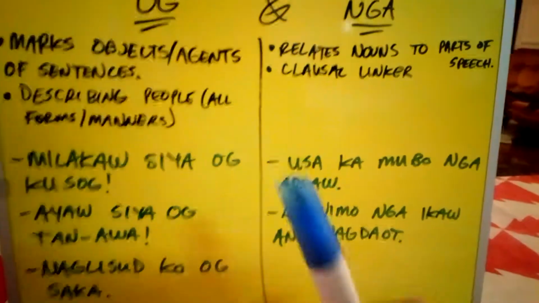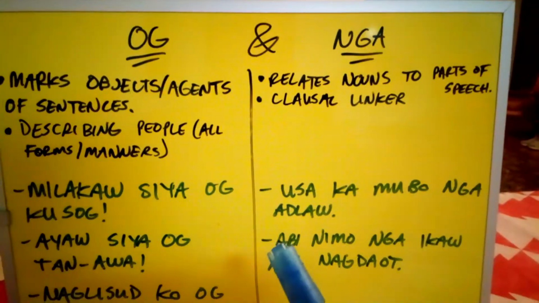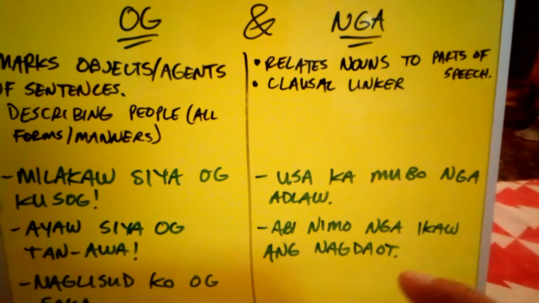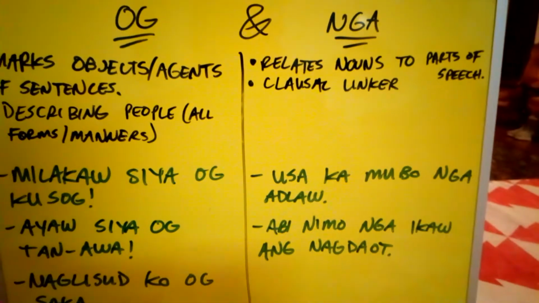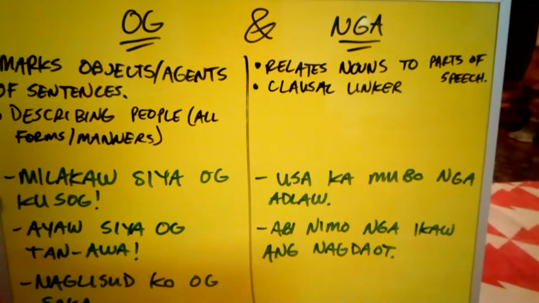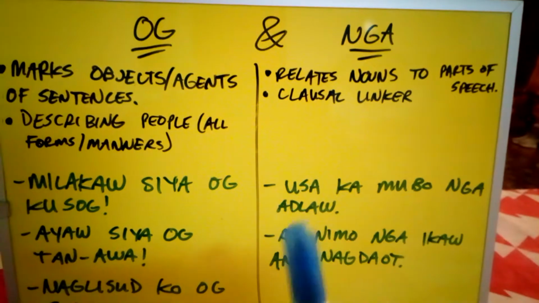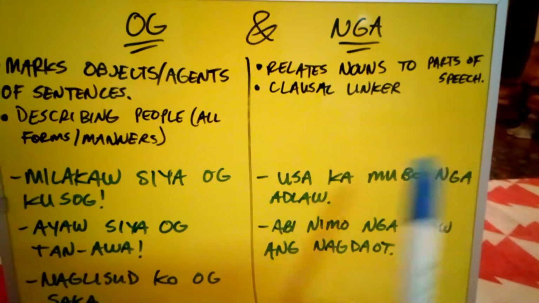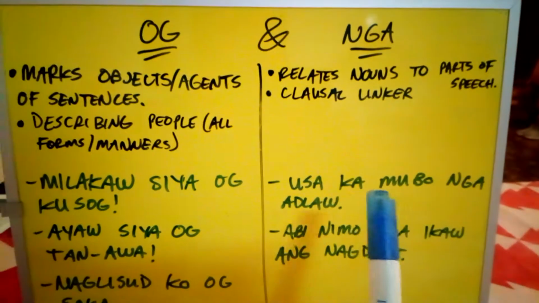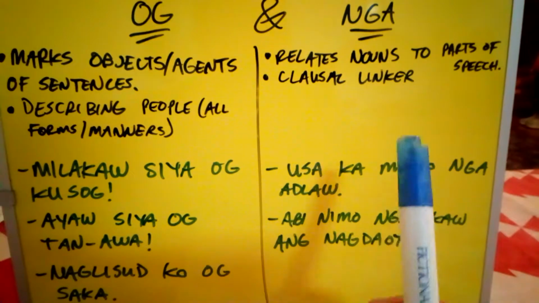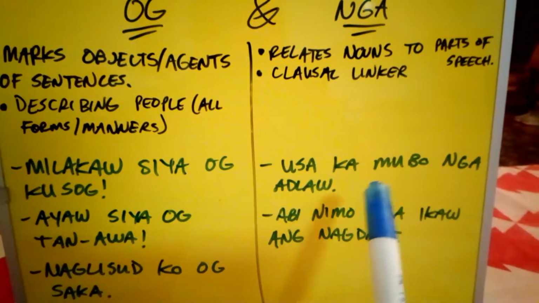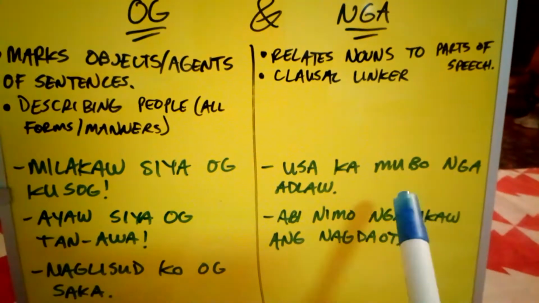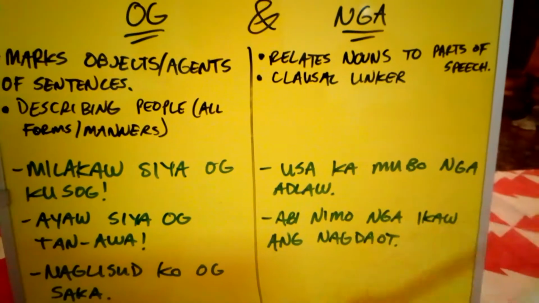And then nga, just again to review, because we're beating a dead horse, right? It relates nouns to parts of speech. What are the parts of speech? Well, it can relate nouns to other nouns, adjectives, pronouns, etc., right? And it's also a clausal linker, that nga ligature, that nga linker, right? And these are your sentences. This first sentence relates to that first part with the parts of speech. Usa ka mubo nga adlaw, one short day, right? What is it? A short day. Here's the adjective, here's the noun. Usa ka mubo nga adlaw, one short day.